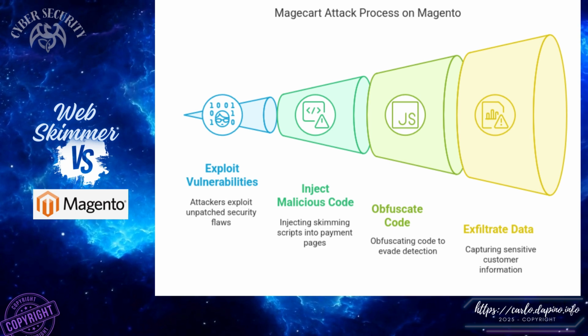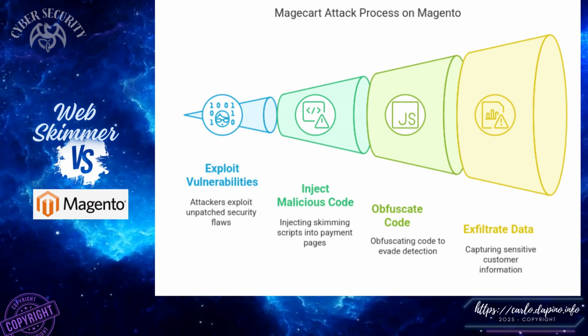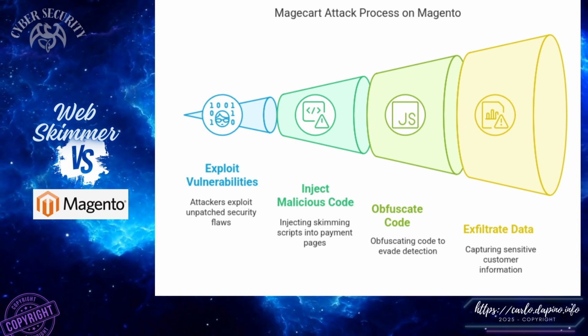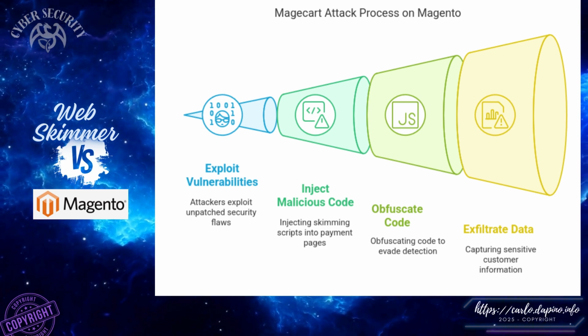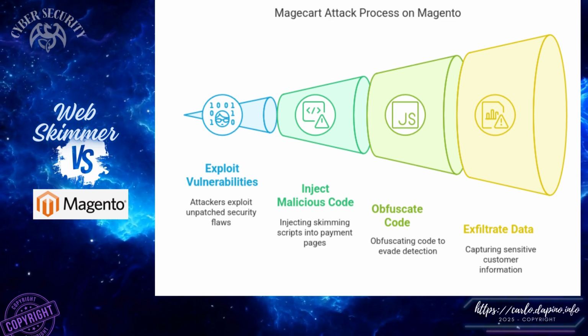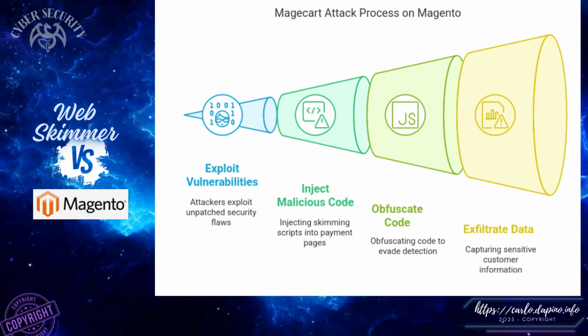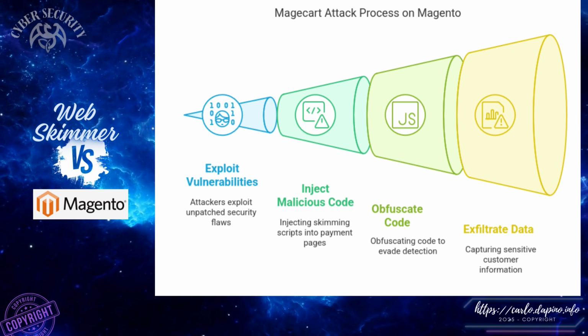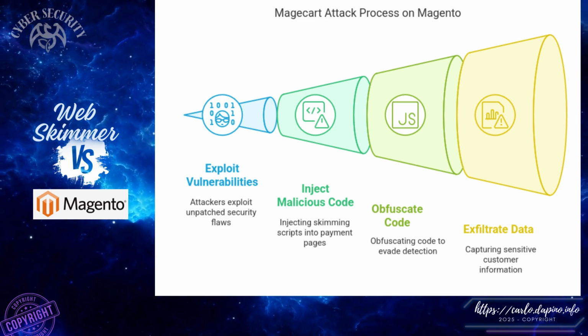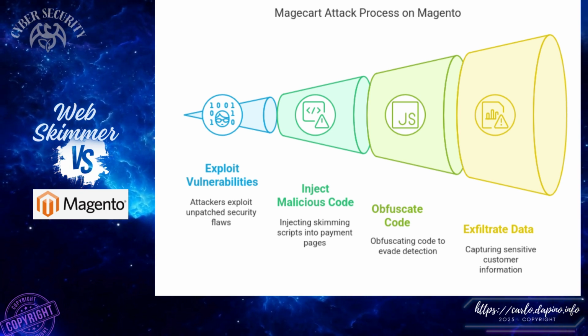Step 2: Inject malicious code. With access secured, cybercriminals inject Magecart's JavaScript-based skimmers directly into checkout pages. These scripts silently intercept and record every piece of payment data entered by unsuspecting customers. The attack remains invisible as customers successfully complete transactions while their card details are being stolen in the background.